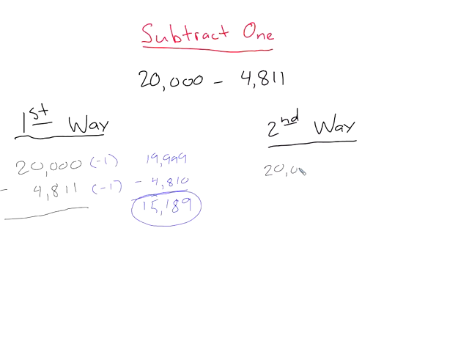And now I'm going to do the second way of it, which is, we'll start with the 20,000 once again. We're going to subtract 4,811. Now this way, a lot of people prefer, and that's going to be, you're going to start off by just subtracting from the one spot. Subtract 1 here.